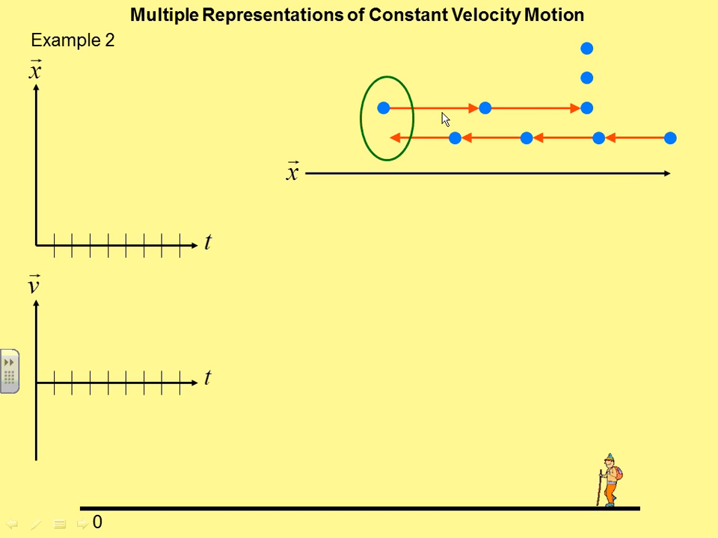Notice it's faster because the dots are further apart and the arrows are longer, but he doesn't get back to where he started. And then he stops for 2 seconds. 3 dots is 2 intervals of time. So let's watch the motion.